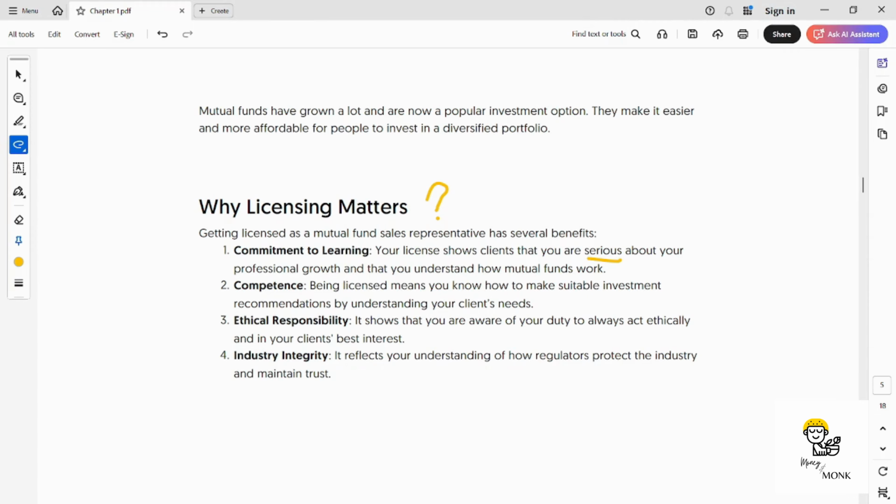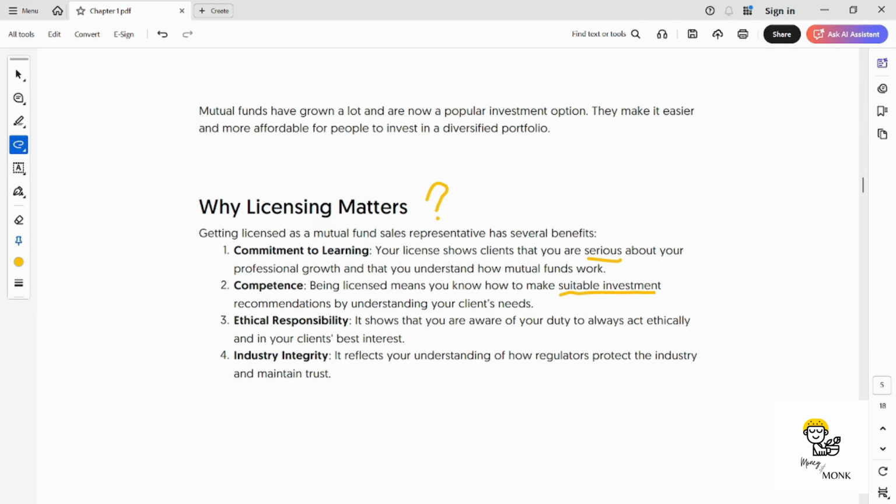Okay, it just reflects that you know how these things work and you are serious about professional growth. The second one's competence. Being licensed means you know how to make suitable investment recommendations by understanding your client's needs. It shows that you're competent in helping your clients make suitable investment decisions. You can recommend them mutual funds based on your competence.